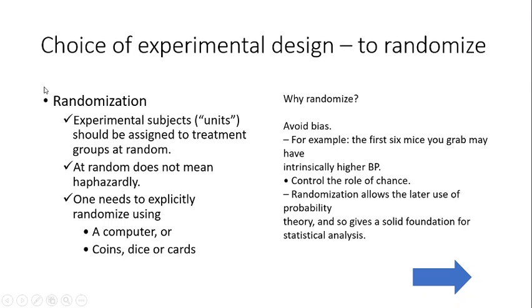So what is randomization? It refers to the process of how we assign our treatments to the experimental units at random. Why we need to do randomization is because we want to avoid bias. For example, the first 6 mice you grab may have intrinsically higher BP. In order to control the role of chance, randomization will allow the later use of probability theory and so give a solid foundation for statistical analysis.